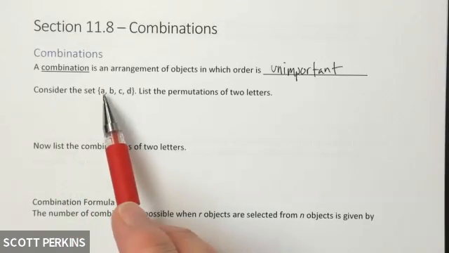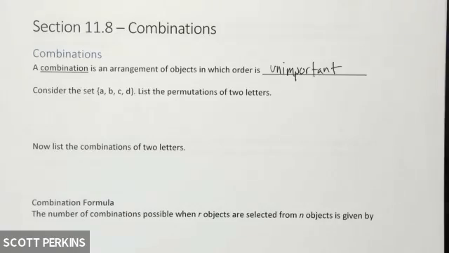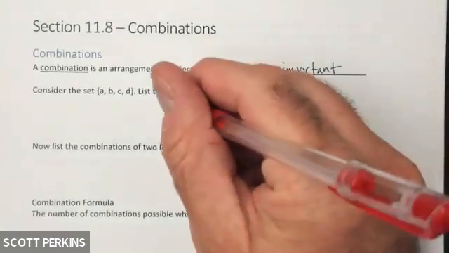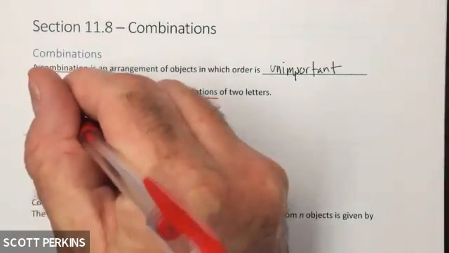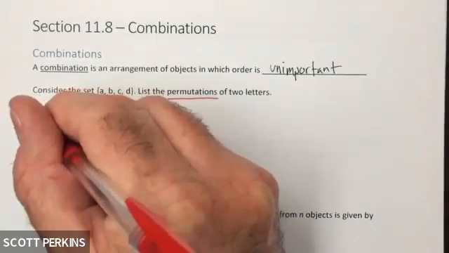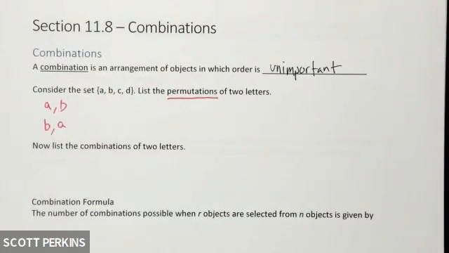What we're going to do is consider the set A, B, C, D. So we've got four letters, and we're going to list all the permutations, all the different ordered arrangements. So for instance, if order matters, all the permutations of two letters. If order matters, then AB is different than BA, right? Those would be different arrangements of objects. Order matters. And so I'm just going to list out all the others, and then I'm going to show you the difference between the permutation where order matters and a combination where order doesn't.